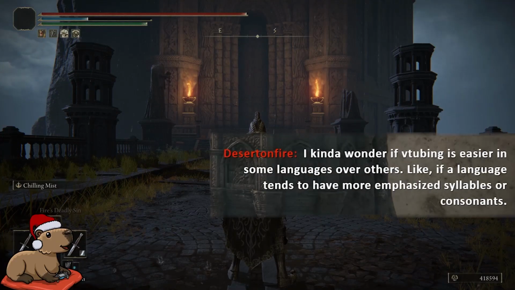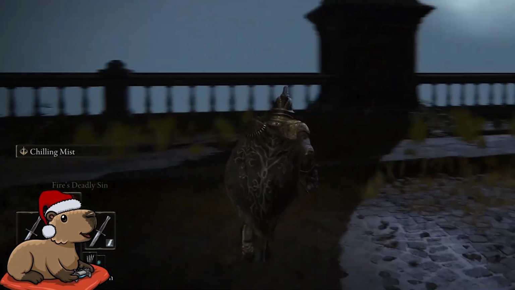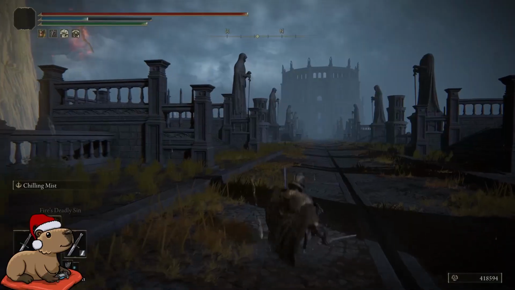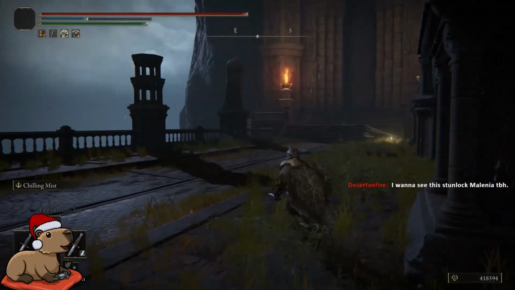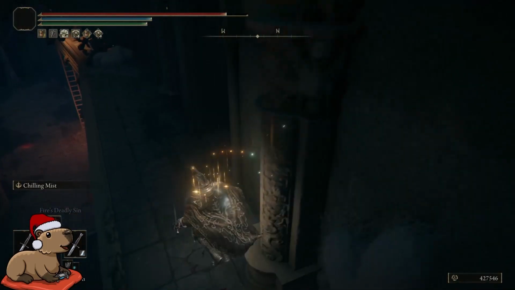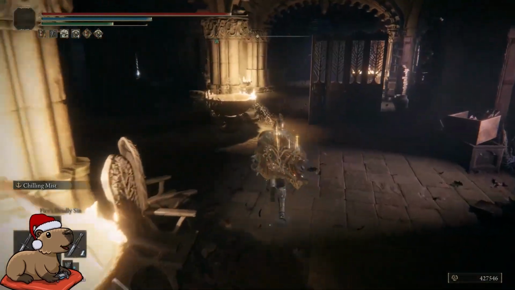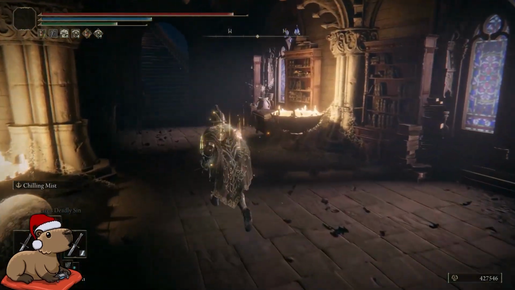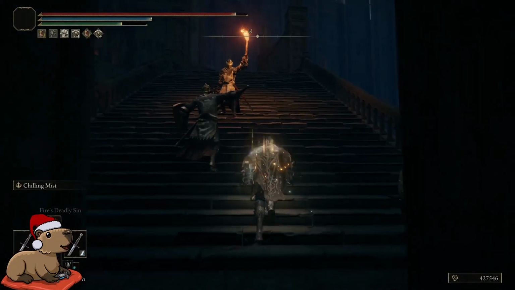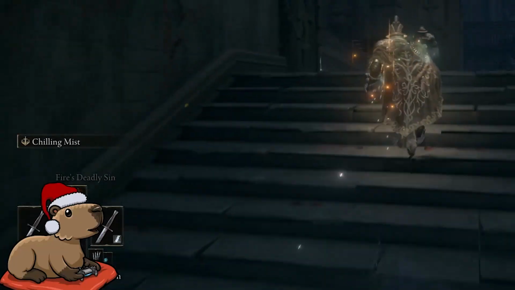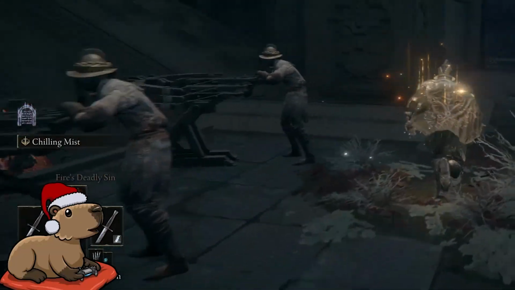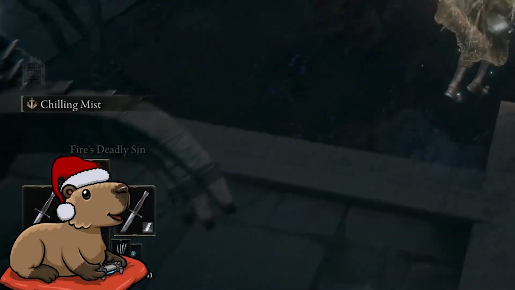Kind of wonder if VTubing is easier in some languages than others. I think there's higher syllable contrast, maybe. But bear in mind, VTubing will look at your face and animate the character to that. So VTubing doesn't really have the same issues with separating out phonemes, because it's looking at your face and just applying that to a skeleton basically. One way or another, it's doing that kind of animation.